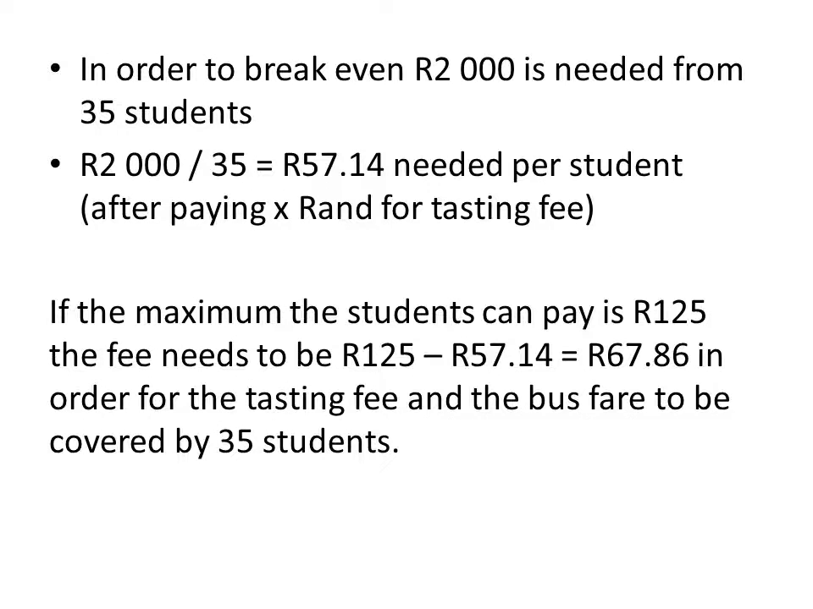How do we calculate it? In order to break even, we need to cover the fixed cost of 2,000 Rand from the 35 students. So that's our 57 Rand 14 needed per student. But then we only get 125 Rand from each student. So if the ticket price is 125 and we take 57.14 for the fixed cost, what is left is available to cover the variable cost. So 67 Rand 86 is the maximum that the wine farm can charge for us to break even.